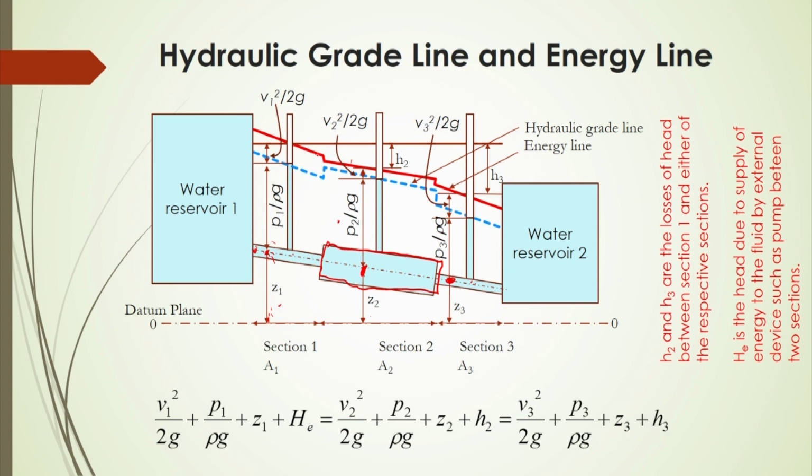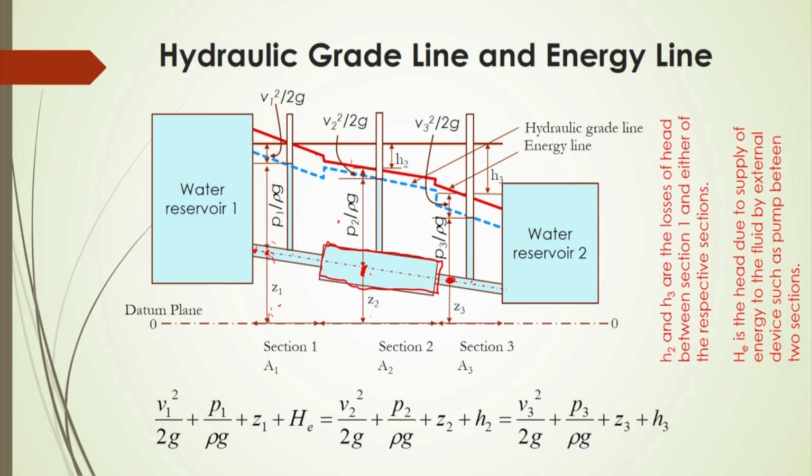If we consider this red line, it is called the energy line. It should be constant, but sometimes in real flow we are not getting the total head constant. Why? Because there will be some energy loss during the operation. That loss should be considered. If we consider that loss, called head loss, then the total head will remain constant.